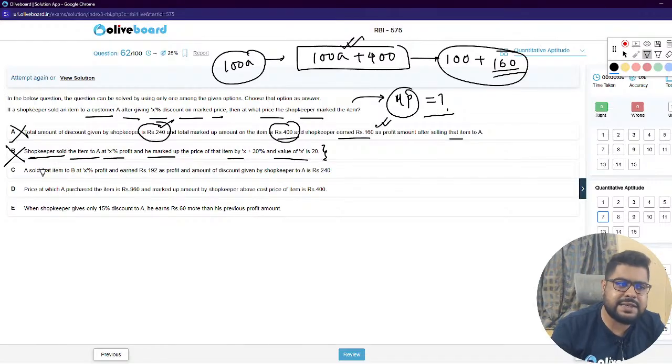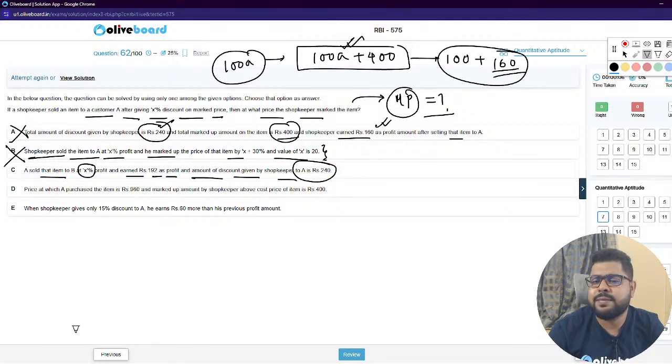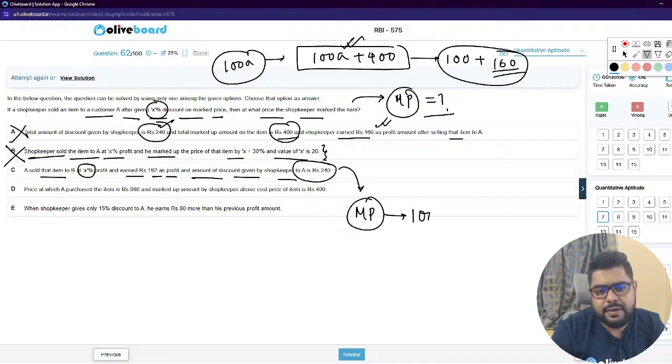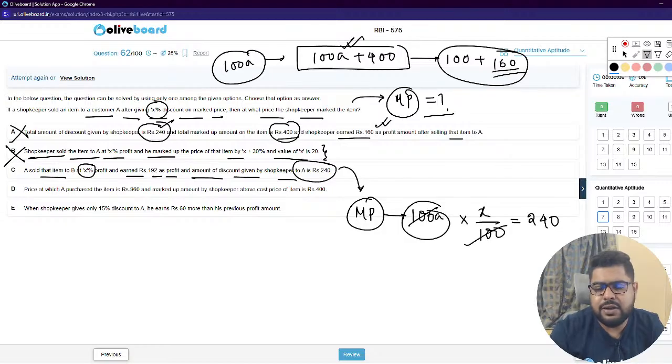Let's check C, sir. A sold at X% profit and earned 192 as profit. Amount of discount given by A is 240. Okay. X% discount they have given. Now let's see. Let's take MP is 100A. So discount will be X%. So it is X by 100 into 100A, that is 240. 100 gone. So A into X is 240.